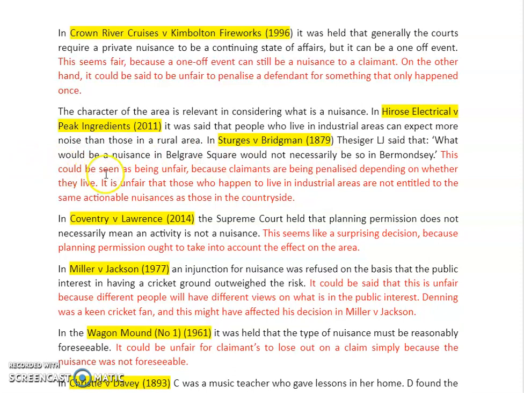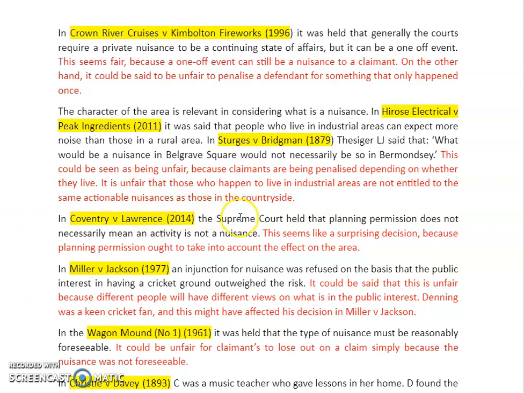And this could be seen as being unfair, or in other words, not adequately balancing rights, because claimants are being penalised depending on where they live. And it's arguably unfair that those who happen to live in industrial areas are not entitled to the same actionable nuisances as those who live in the countryside.